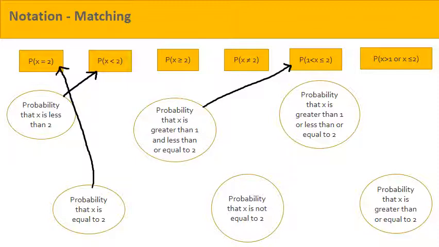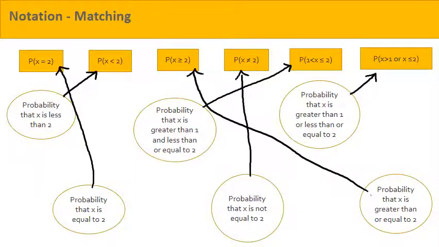Now, the probability that x is not equal to 2, well, then you would indicate not equal to by the equal sign with the dash through it. So that means not equal to. And then, let's see, we've got two more. Probability that x is greater than 1 or less than or equal to 2. Well, looks like it's that one right there. Then the last one's probability that x is greater than or equal to 2. Well, that would be the last one left.